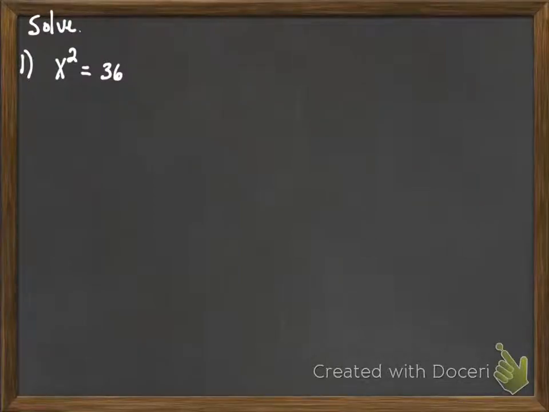We continue now with some additional examples of solving equations by factoring. Here we have the equation x squared equals 36. For our factoring method to work, we must be able to use our zero factor property. For our zero factor property, our equation must be equal to 0.